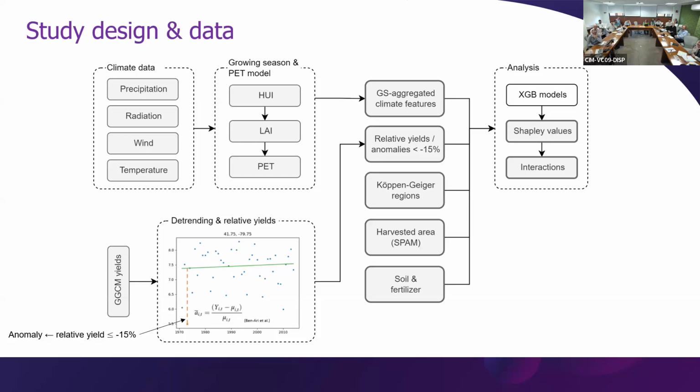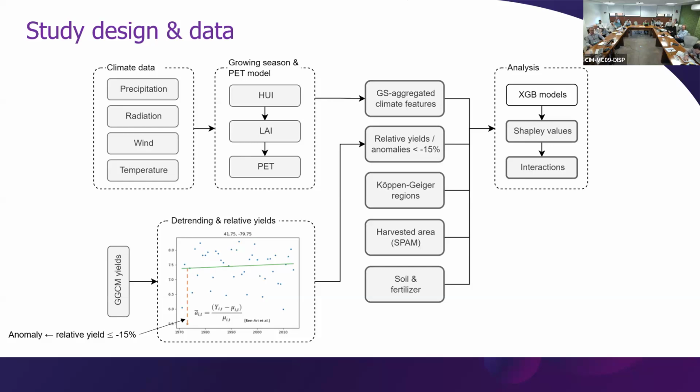It works basically by fitting a regression line through the time series, and the relative yield is then defined as the distance of those points to the regression line, normalized into a fraction. And what we identify as yield anomalies is everything that is below minus 50% of the expected value.